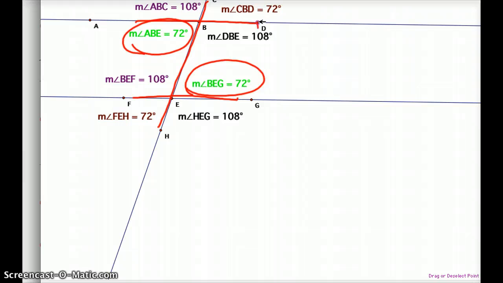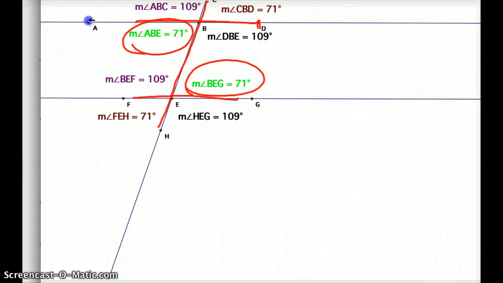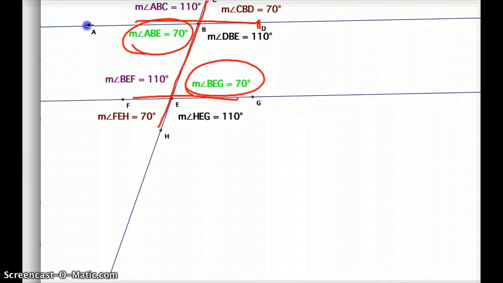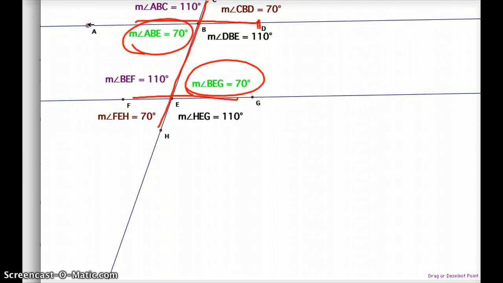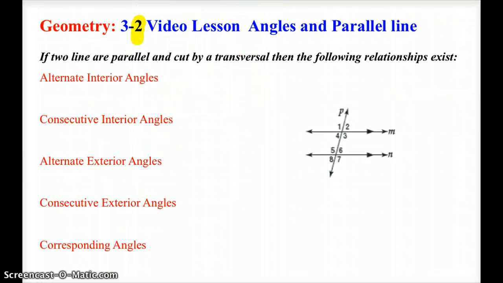And if I grab this point here, I try to move it. I don't know why it's not doing it. There we go. This point, I'm moving it around. You guys see that? 72, 72, 69, 69, 68. So my alternate interior angles are going to be equal if my lines are parallel. So let's add that here. When I have parallel lines cut by a transversal, my alternate interior angles are always going to be equal.